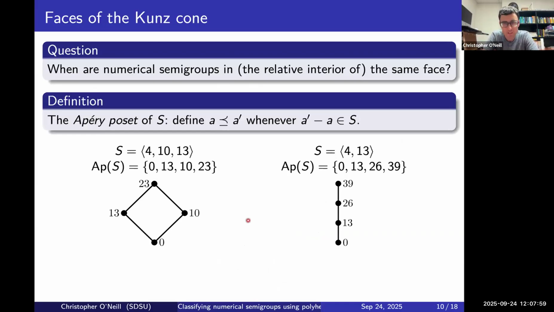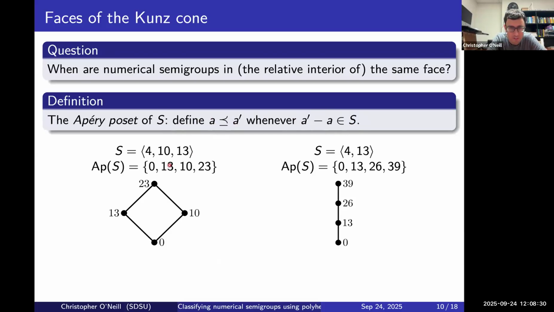So it turns out the thing that governs when 2 semigroups end up in the same face of the Kunz cone is sort of entirely poset theoretic. So we'll define the following poset. It's what we call the apiary poset. The ground set of this poset is going to be the apiary set of your semigroup, and you're going to partially order it in such a way that one element lives above another if their difference is in the semigroup. And it turns out this is actually equivalent to requiring their difference to be in the apiary set.